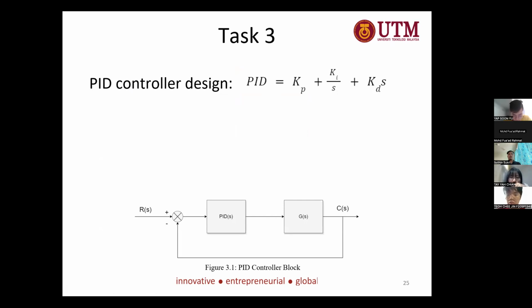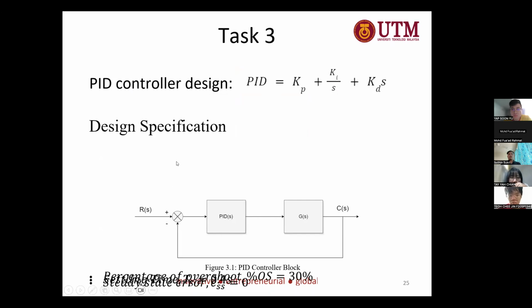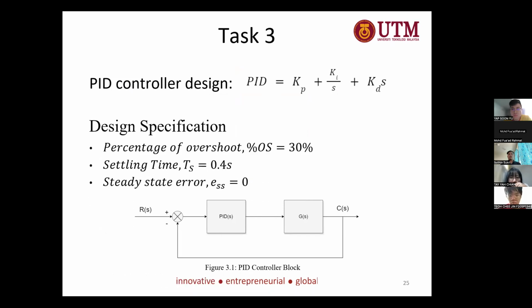I'm Mia Chen. I'll explain about task 3. In task 3, we design the system with a PID controller. The specs that we set are to reduce the percentage overshoot to 30%, the settling time to 0.4 seconds, and keep the steady state error equal to 0. Figure 3.1 shows the PID controller block that we want to design after this.